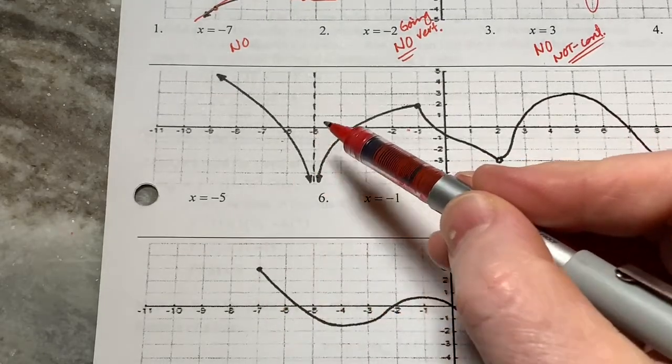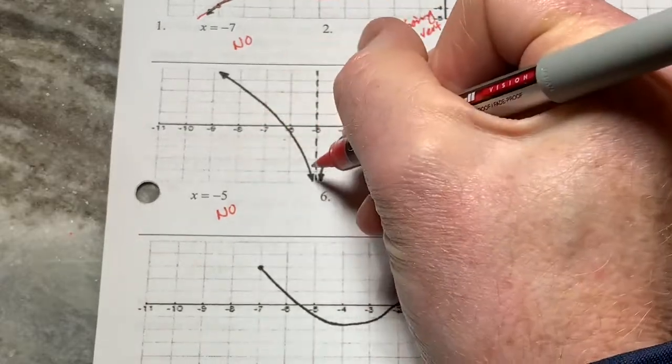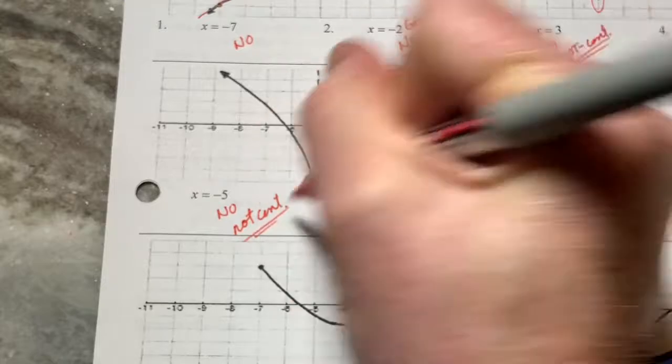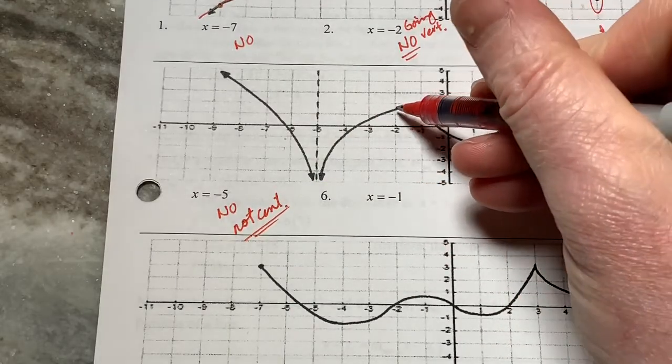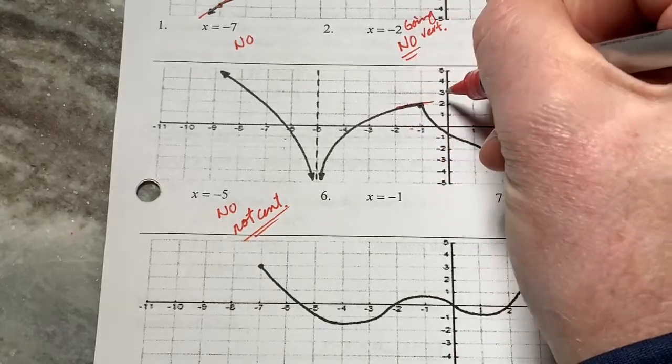All right, coming down to the next graph, what about at -5? That's right here at the vertical asymptote. Well, no, it's not differentiable. Why? Because it's not continuous. What about here at -1? I would say no. Why not? Because there's a sudden change in direction. The slope here, I don't know what it is.